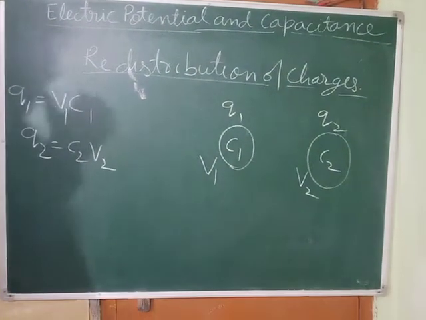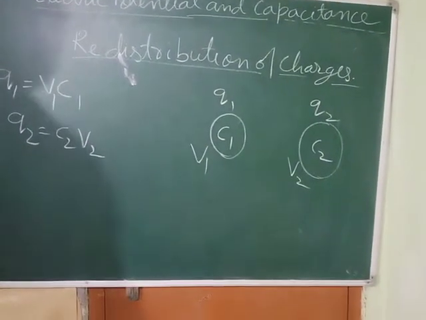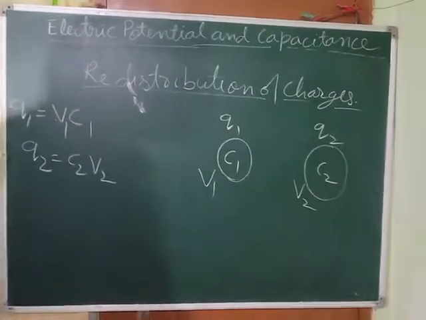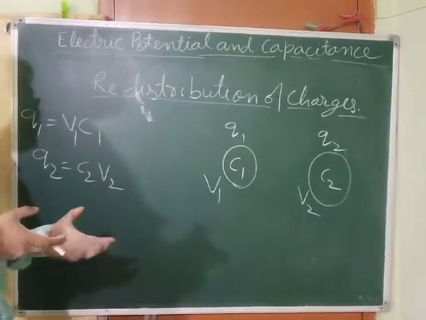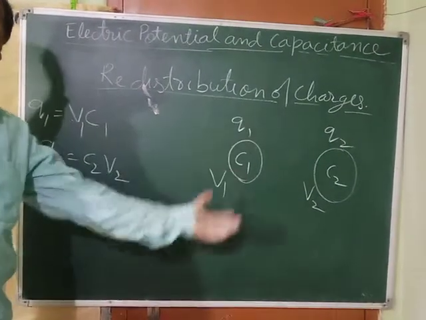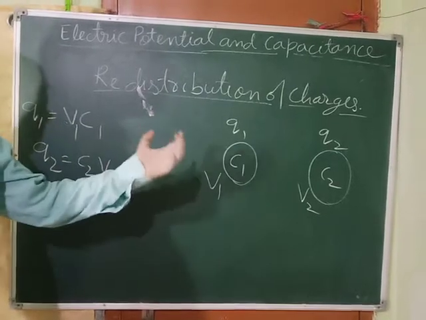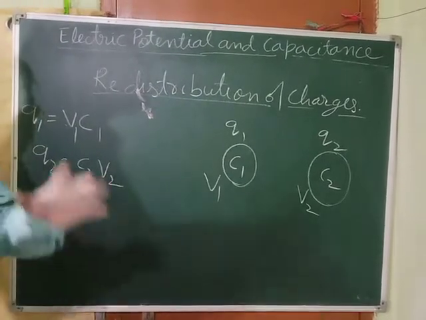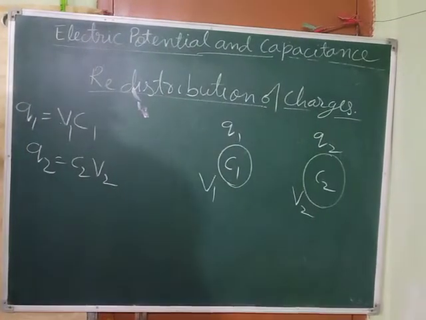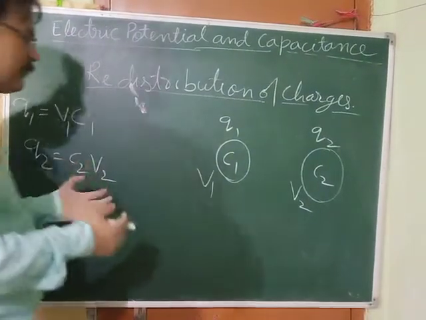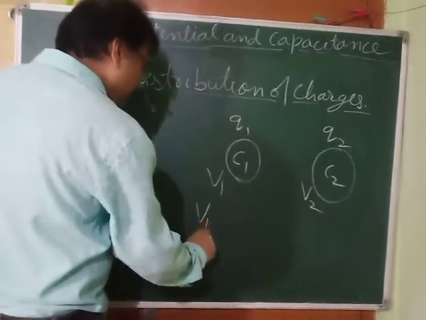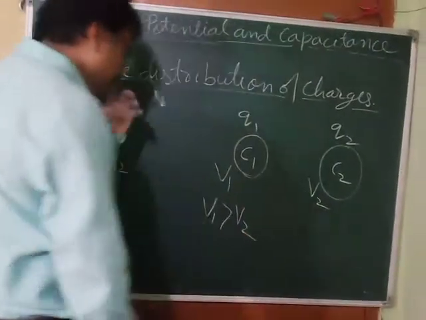Now whichever has the higher potential, if we bring them in contact, charge will start flowing from that to the conductor which has the lower potential, because charge always flows from higher potential to lower potential. Clear? Now as the charge starts flowing, suppose V1 is higher than V2. So what will happen?